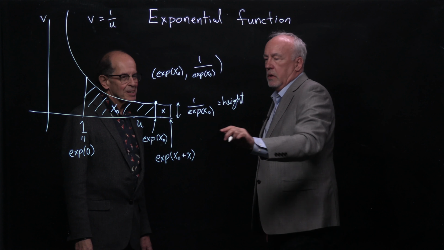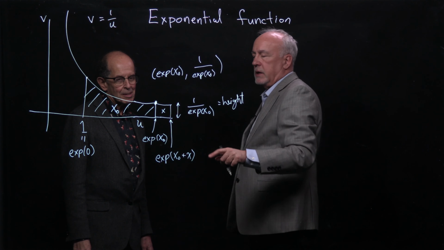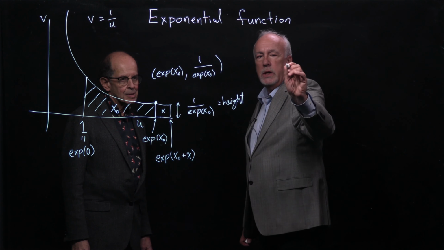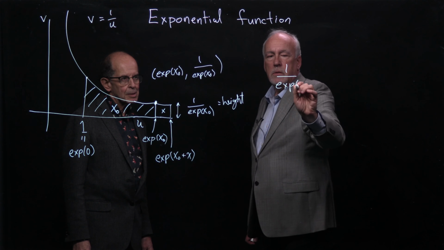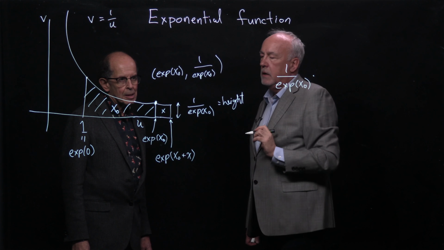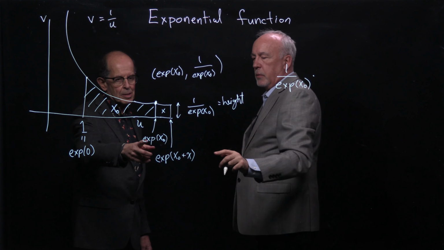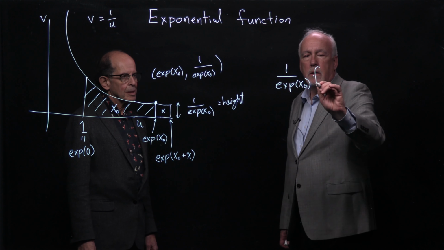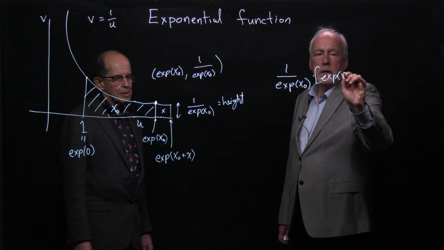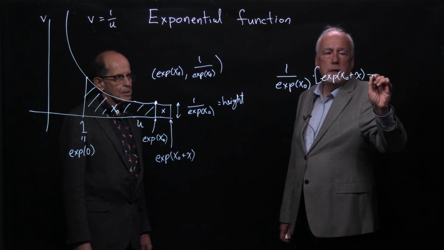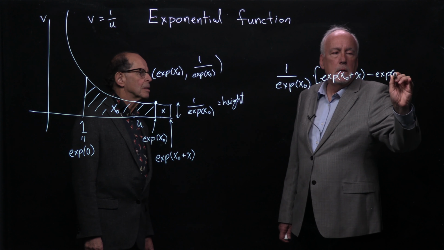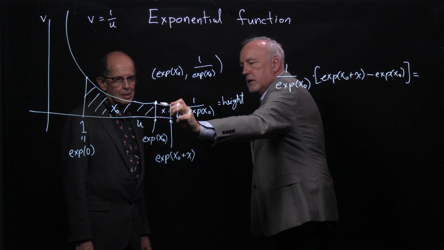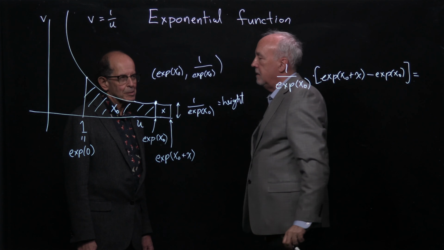Now, this looks like a rectangle. What's the area of a rectangle? Height times base. So here's the height, 1 over the exponential of x0, multiplied by the base, which is the difference of those. That's right. So we take the bigger one, the exponential of x0 plus x, minus the exponential of x0. And that equals an area. Yep. It's the area of this little rectangle. And do we have a name for it? x. That's x.